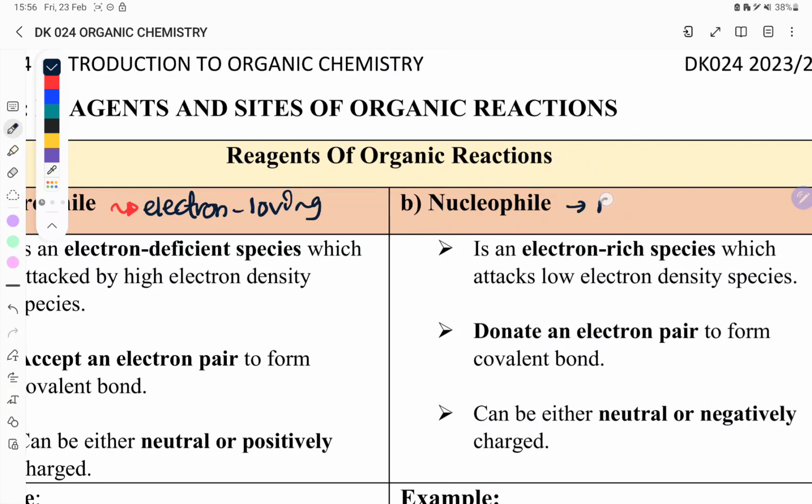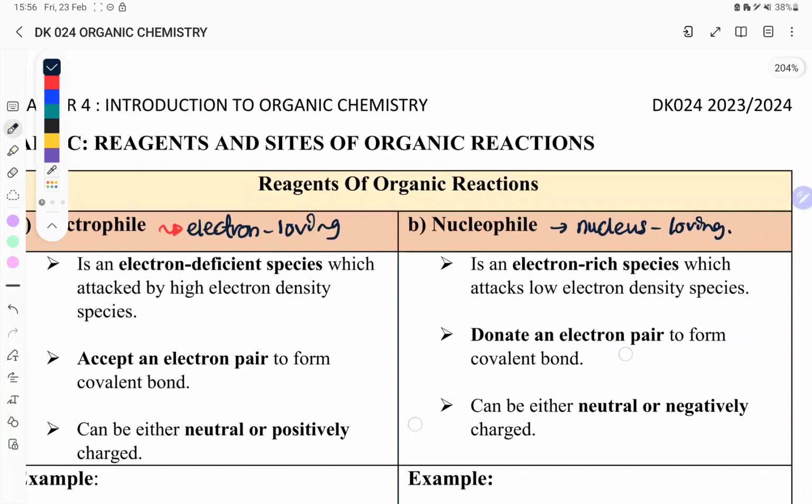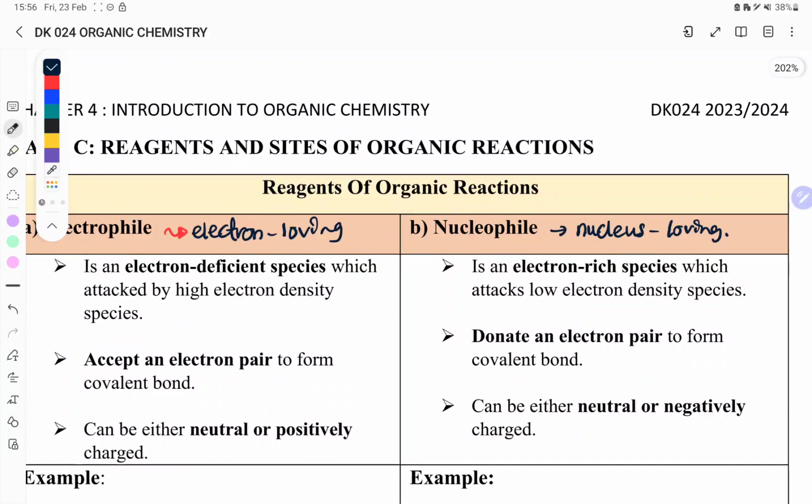Nucleophile is nucleus loving. Okay? So kita ada electrophile dan juga nucleophile.